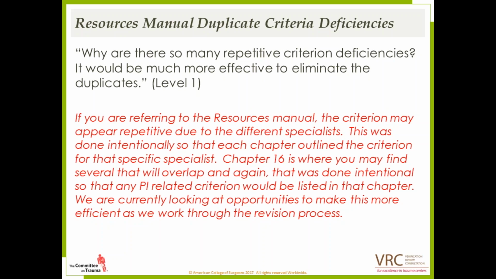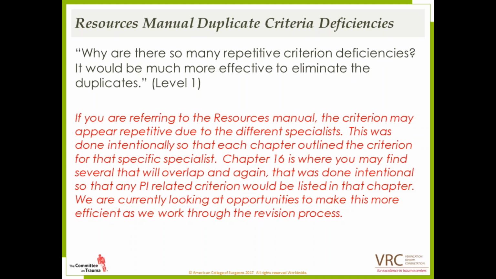Researchers manual, duplicate criteria deficiencies. Again, I think this has to do a lot with our revision process. The question was, why are there so many repetitive criterion deficiencies? It would be much more efficient to eliminate the duplicates. I would agree. However, I'm not sure what this person is referring to. It could be peer review attendance, where we have that covered in every single chapter that has to do with a specialist, and it's also captured in chapter 16.